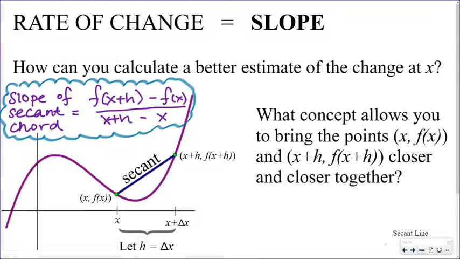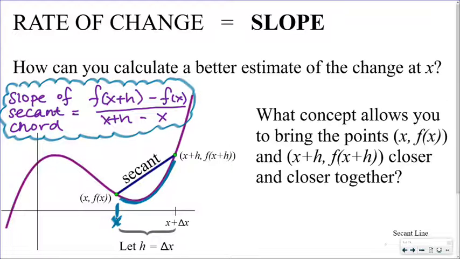Now, remember, our goal here is to look at the rate of change at a particular moment. So let's say we are trying to figure out the rate of change at x. I might say, well, the slope of the secant chord gives me the average rate of change over this interval. Okay, the average slope at points along that interval. But what if I wanted to find a better estimate for the slope at x? There's an idea that we've learned in calculus that allows us to do this, okay?